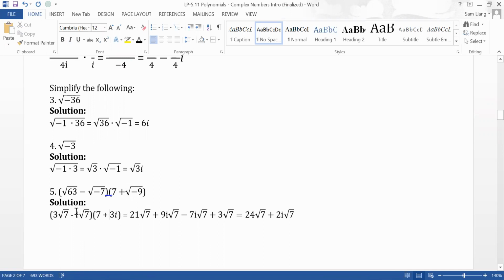All right, next we're going to FOIL. So 3 root 7 times 7 is 21 root 7. And then I have 3 root 7 times 3i, which is 9i root 7. And then I have negative i root 7 times 7, which is negative 7i root 7. And then lastly, I have negative i root 7 times positive 3i.